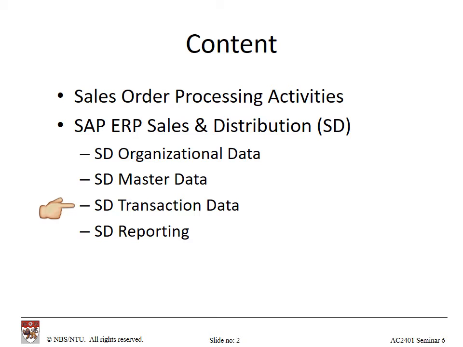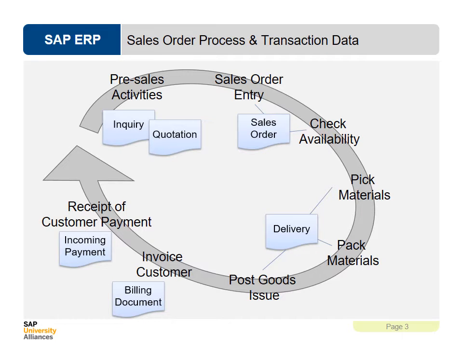Next, we move to SD transaction data. This figure shows you the cycle of activities and documents in the SD module. The pre-sales activities start with a quotation, the generation of a sales order, checking of available stock, to picking, packing materials, the posting of goods issuance, to the billing of the customer, and ultimately the collection of cash from the sale.